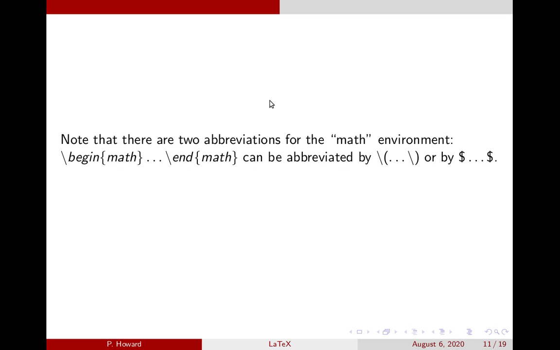This is something we touched on earlier. The mathematics environment starts with the \begin{math} and ends with an \end{math}, but it's used so frequently that there are two abbreviations for it. Backslash left parenthesis for begin math and backslash right parenthesis for end math. Or simply a $ sign for begin math and a $ sign for end math. This is what we encountered earlier in the typeset mathematics that we saw.